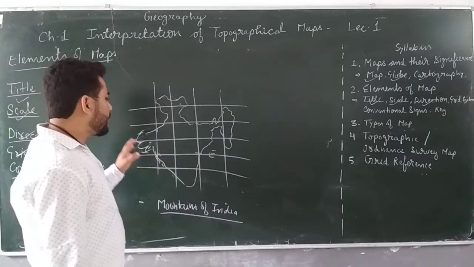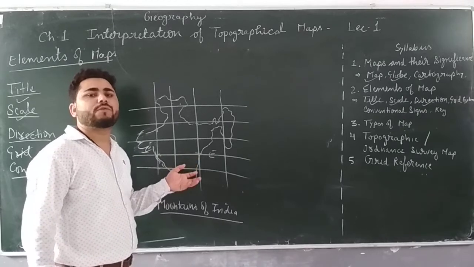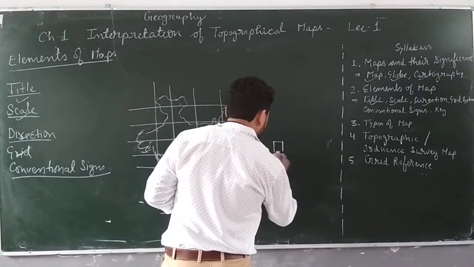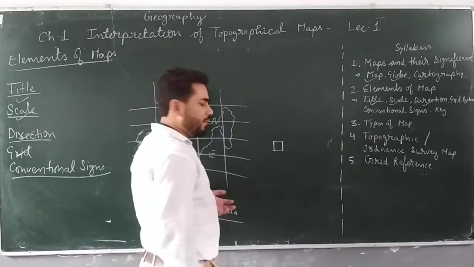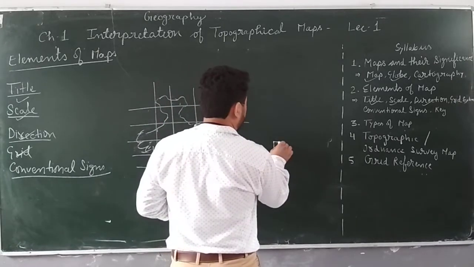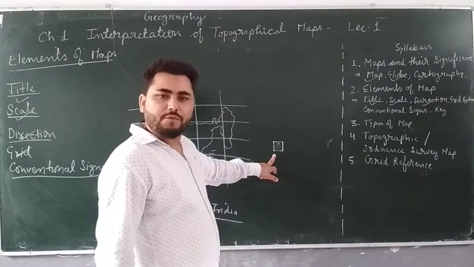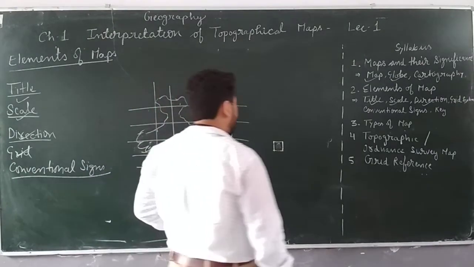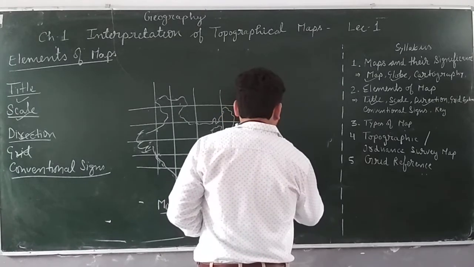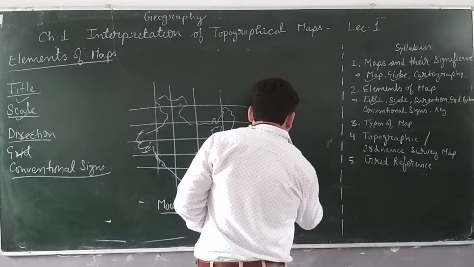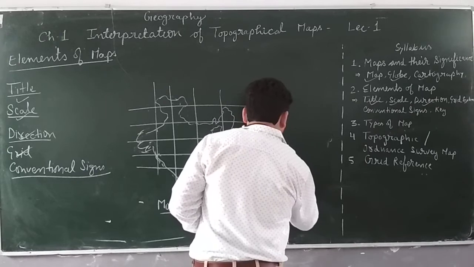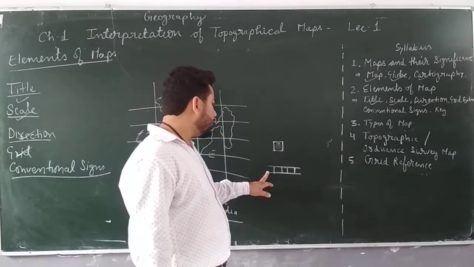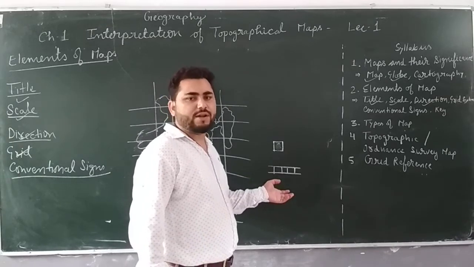Like suppose for showing the location of a hut or huts, what do we use? We make this type of squares, red squares. Wherever these squares are there, we will know that these are the locations of huts. And then suppose if one symbol is there like this, then we can easily find that this is the symbol of railways or a railway track.